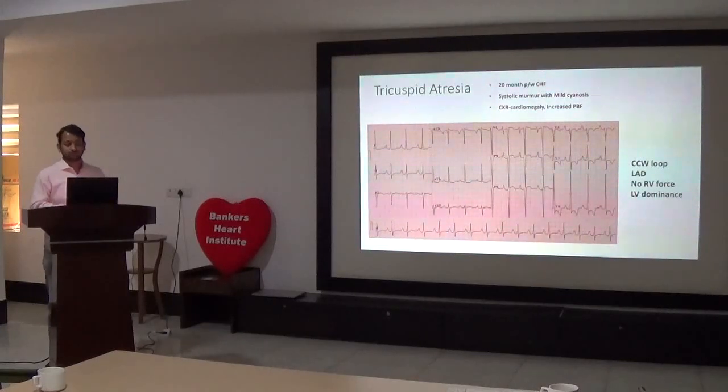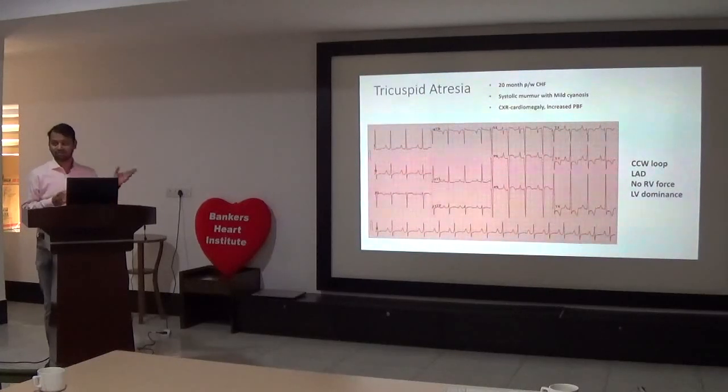So is this loop counterclockwise or clockwise? Counterclockwise, sir. There are deep S waves in V2 leads. There are almost no S waves in V4, V5, V6. Yes, sir. No S. So then, because of the R waves, the loop cannot be determined definitely.